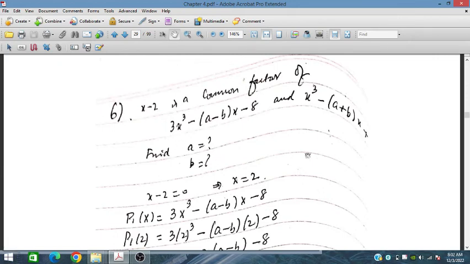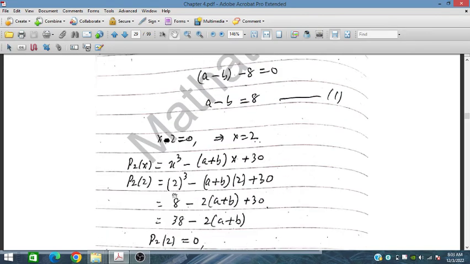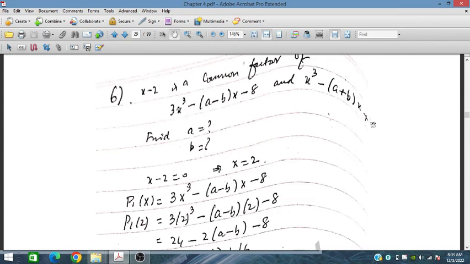We have x minus 2 as the common factor of this and this. We have two polynomials, and we have to find a and b. So the first polynomial is 3x cube minus abx minus 8, and the second polynomial is x cube plus minus a plus b x plus 30. This plus 30 is missing in the scan. So we'll solve it. We have to find the a and b values.